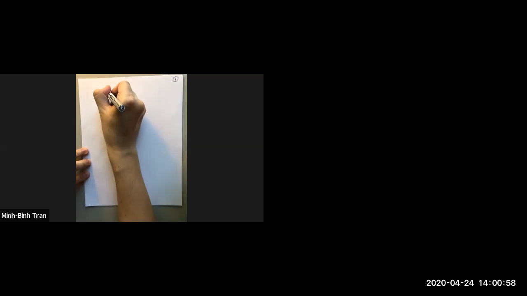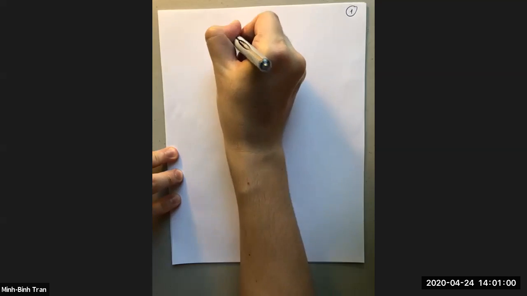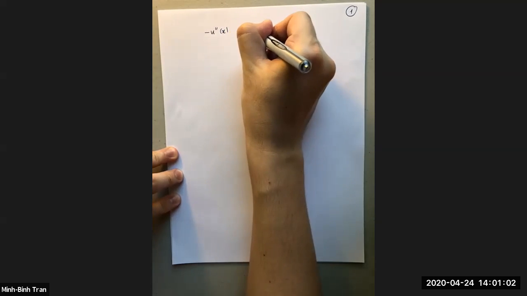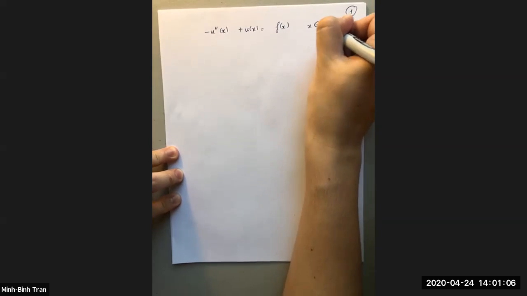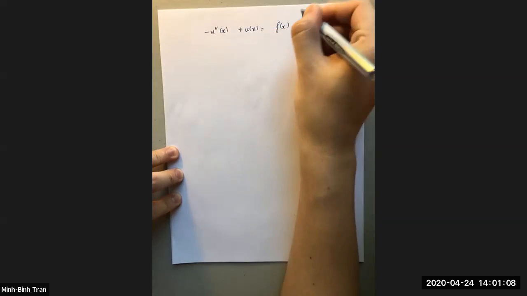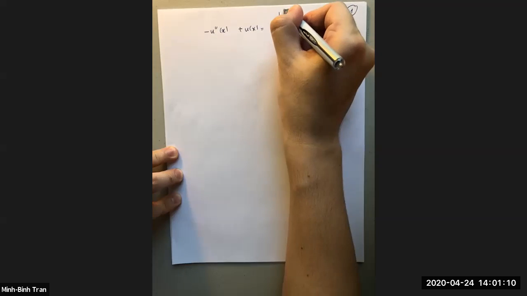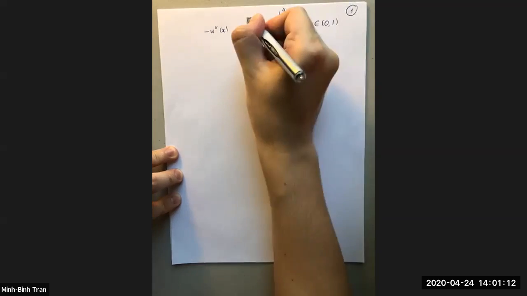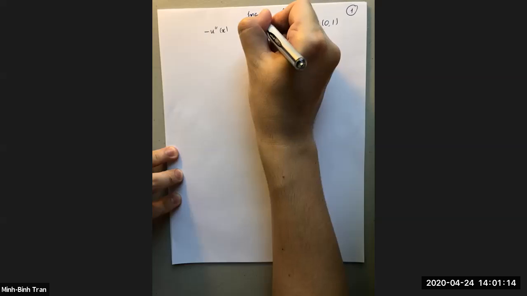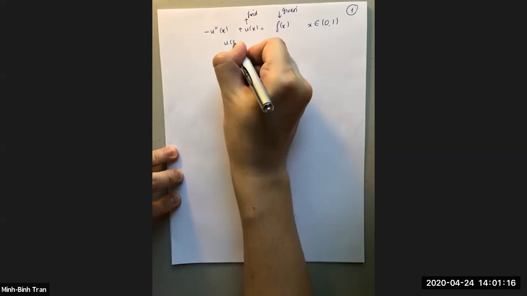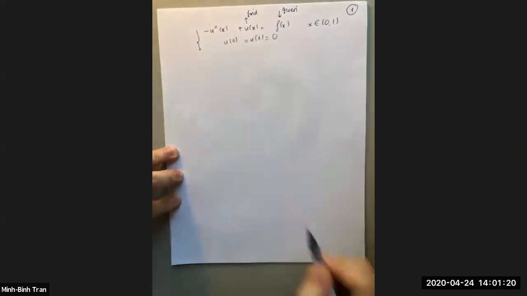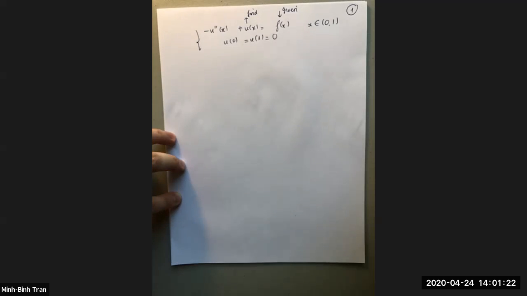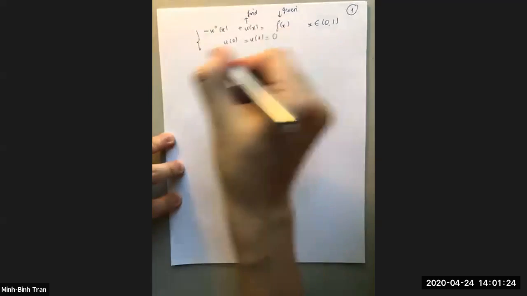So last time we were trying to solve this equation, right? You have to find a function u such that for a given function f, you need to find this under the condition that u at 0 and u at 1 are both 0. Right, so this is an elliptic equation, and the way we solve it is to write out a weak form.